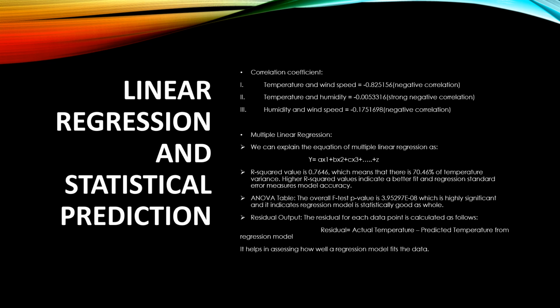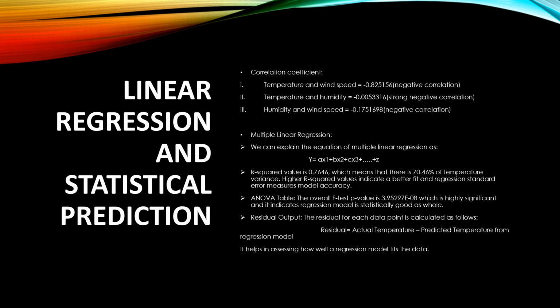So then we calculated multiple linear regression. In multiple linear regression, temperature is the dependent variable and humidity and wind speed are the independent variables. We can explain the equation of multiple linear regression as follows, and we calculated the R squared value. Here the R squared value is 0.7046, which means that there is a higher R squared value, which indicates a good fit, whereas the regression standard error measures the model accuracy.